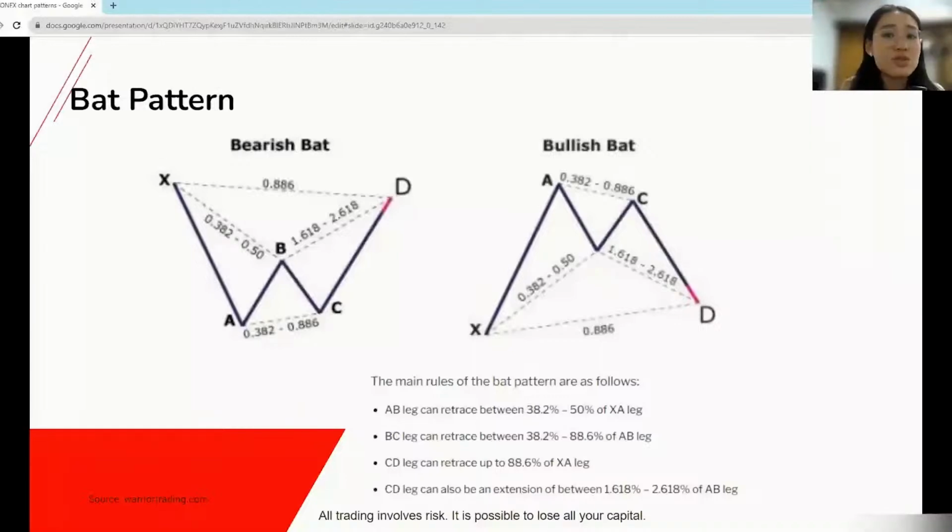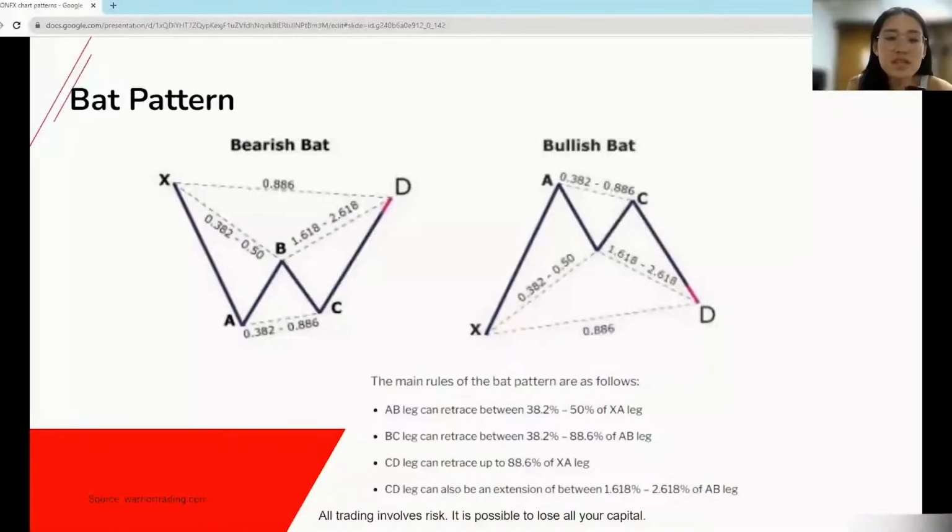So some main rules of the pattern: AB leg can retrace between 38.2 to 50% of the XA leg. The BC leg can retrace between 38.2 to 88.6% of the AB leg. And the CD leg can retrace up to 88.6% of the XA leg. CD leg, so the last leg, can also be an extension of between 161.8 to 261.8 of the AB leg.